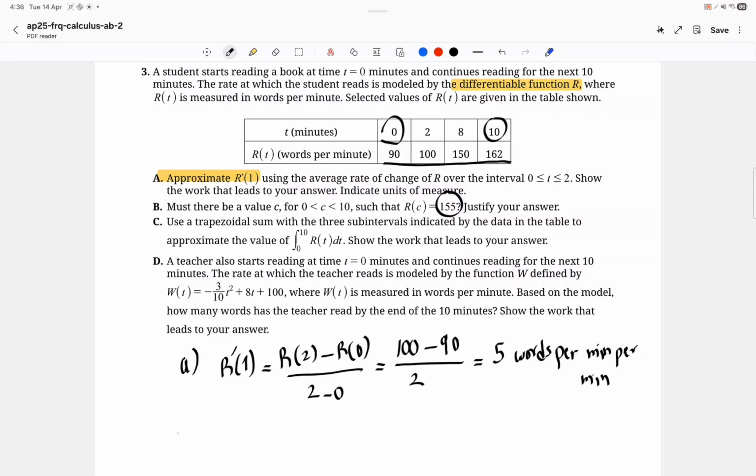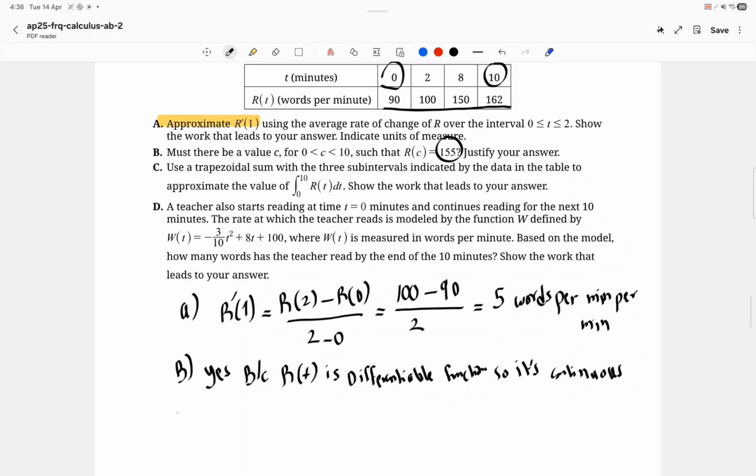So now, what do we say for part B? We say yes, because R(t) is a differentiable function, so it's continuous. Okay, so the intermediate, like the IVT. No, you cannot use abbreviations. They will hate you for it.